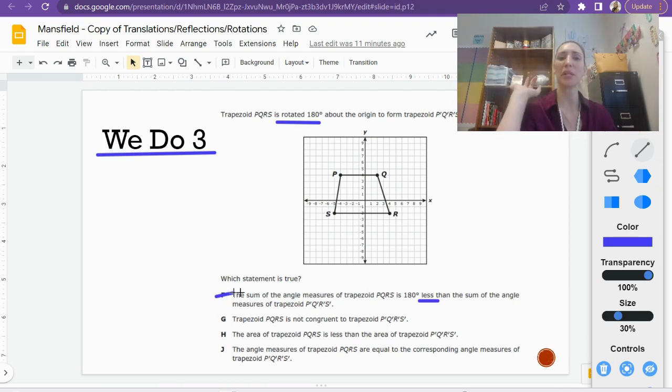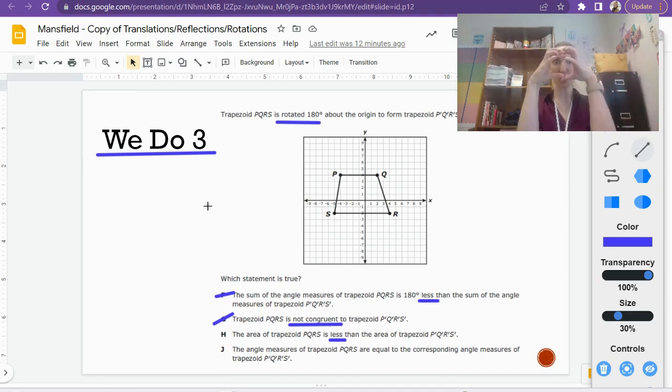G, trapezoid PQRS is not congruent. I think this is pretty much the same as we do number 2. It's just changing from a quadrilateral to this trapezoid over here, right? But not congruent? It is congruent. Okay, it is congruent. H, the area of trapezoid PQRS is less than the area of the trapezoid.